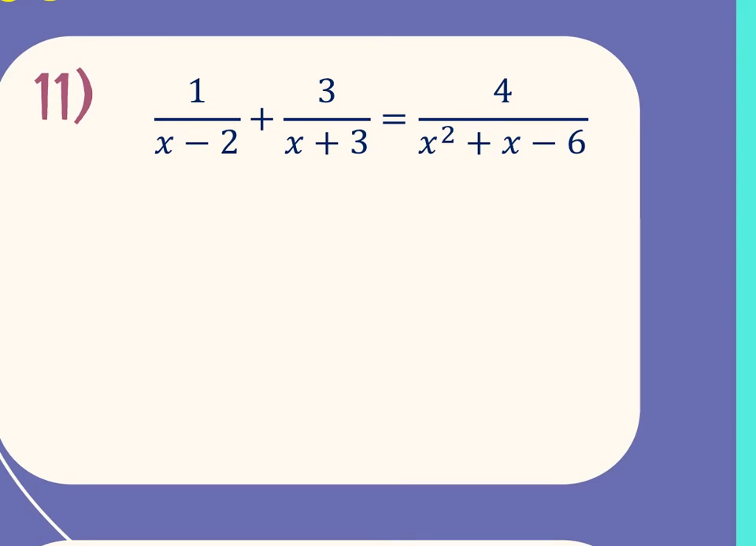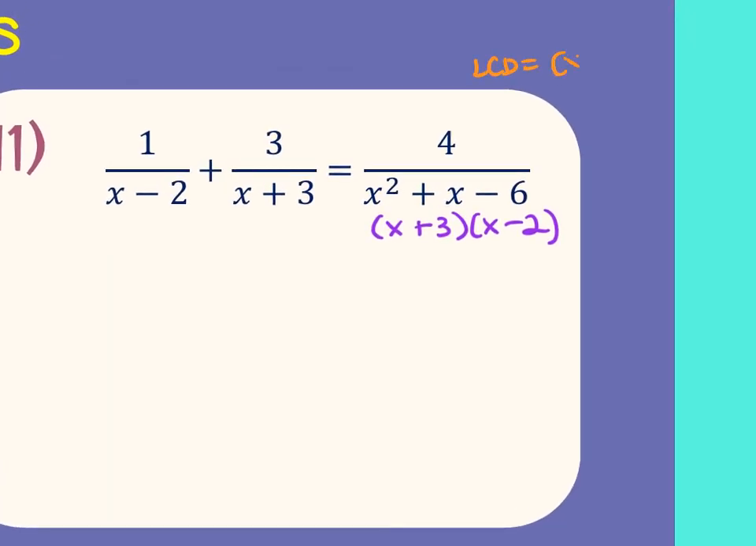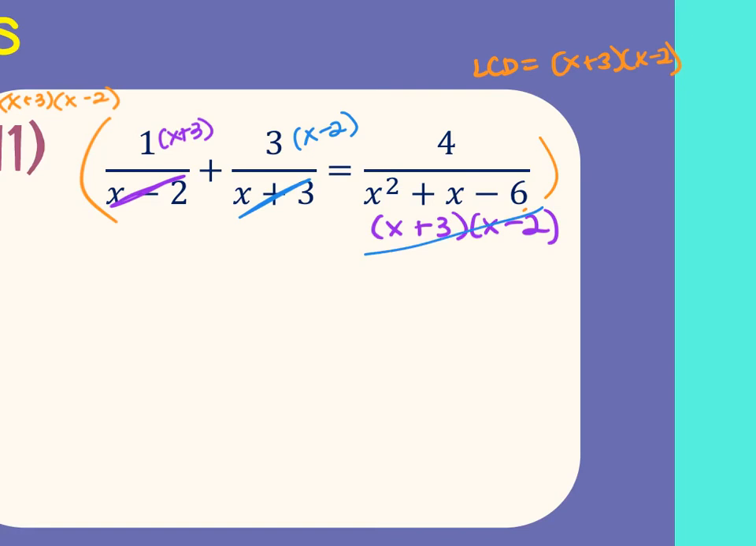So 11, we're back to factoring again on the denominator. So this becomes x plus 3, x minus 2. Now my least common denominator is the combination of those two, x plus 3, x minus 2. So I'm going to multiply everything by those. The x minus 2's cancel, and I have to multiply by x plus 3. The x plus 3's cancel, and I have to multiply by x minus 2. Both cancel, so I don't have to multiply 4 by anything. 1 times x plus 3 is x plus 3. Plus 3 times x minus 2 is 3x minus 6 equals 4.